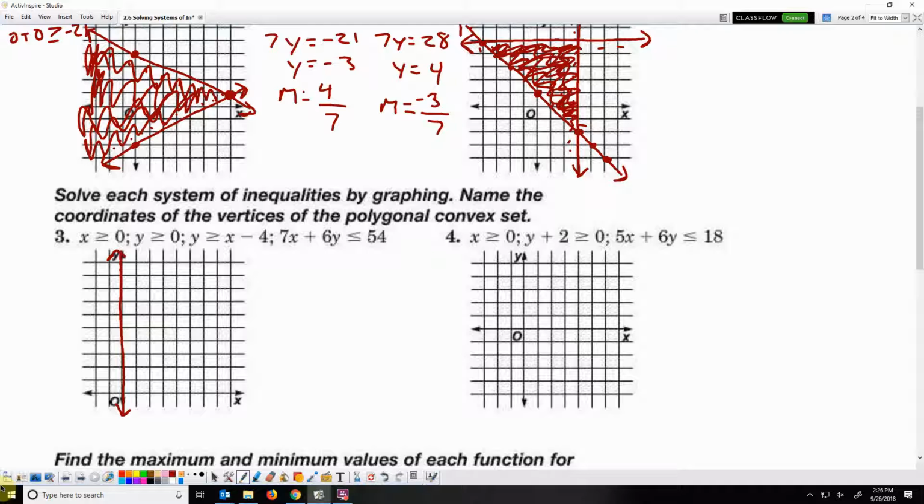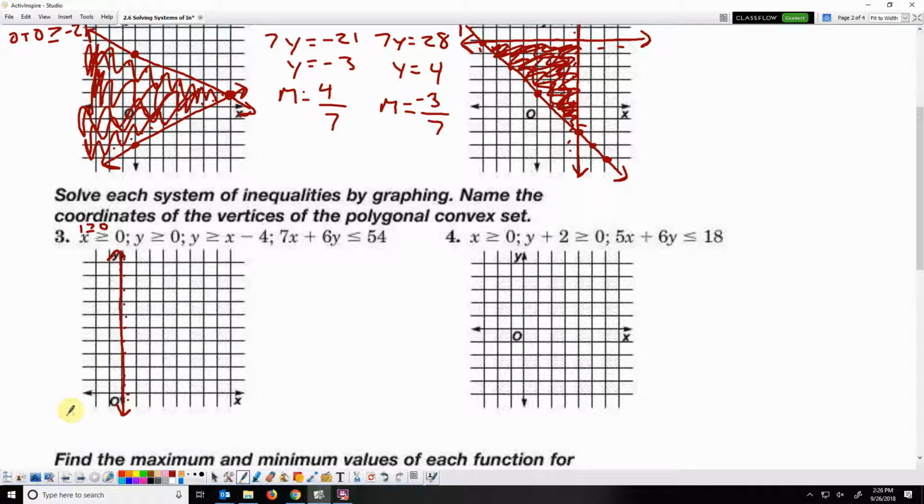Okay, now I can't check the origin because the origin is on the line. So how about if I check the point 1, 1? So the x value is 1, 1 is greater than or equal to 0. That is true. This wants me to shade toward that point that I just tested, 1, 1. So I'm shading to the right.